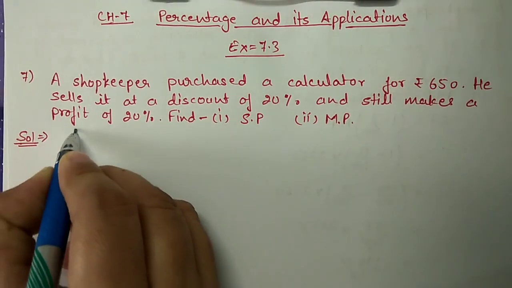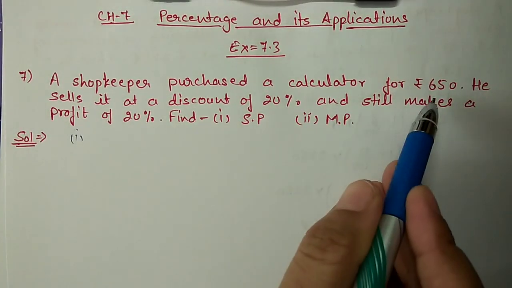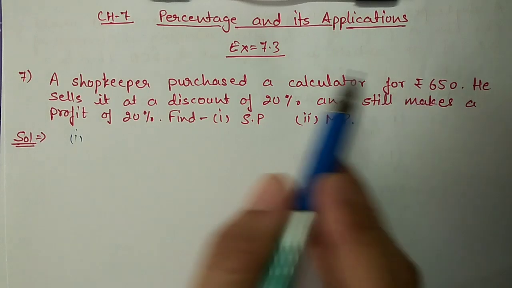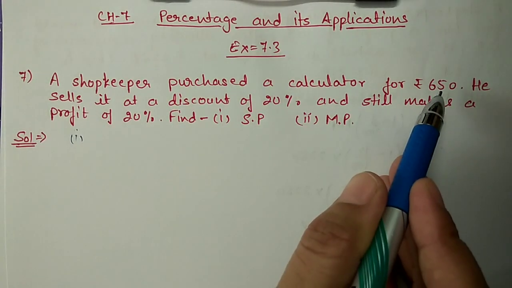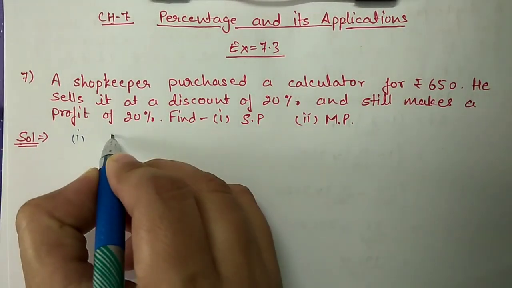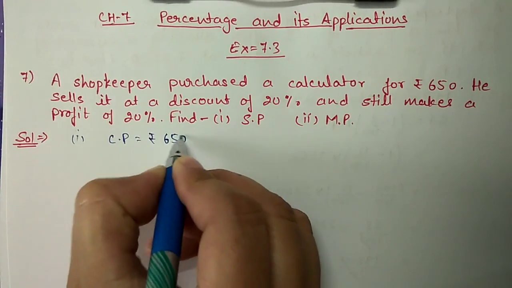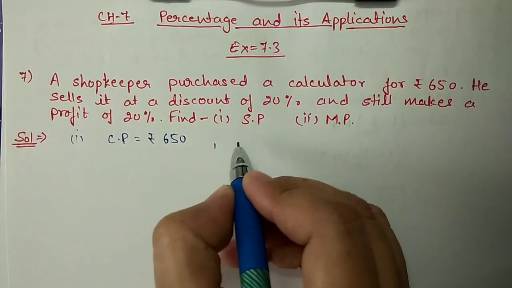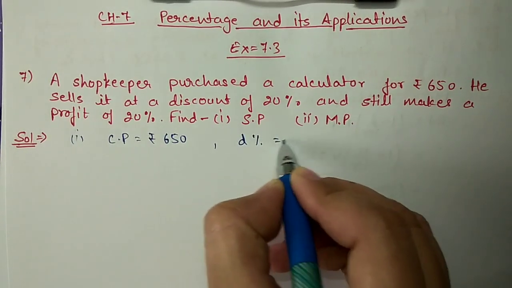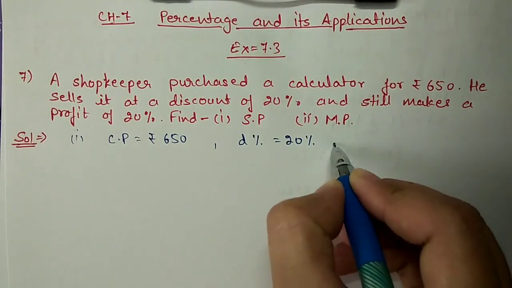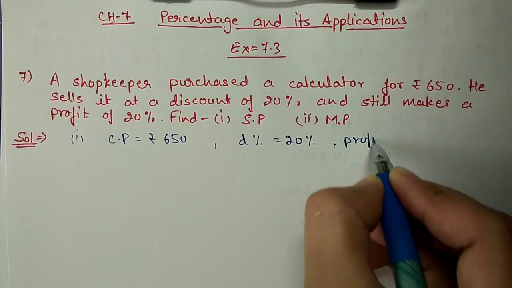So first part, cost price is given here, 650 rupees. Shopkeeper purchased a calculator for 650 rupees means this is the cost price for the calculator. Then discount is given 20% and profit is given 20%.